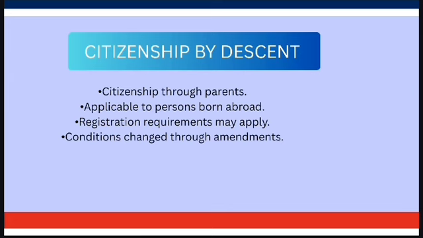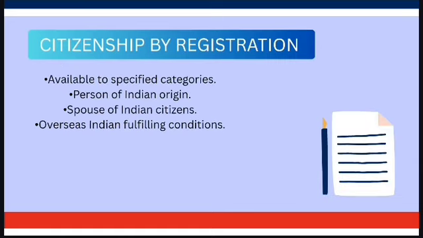This provision allows children of Indian citizens abroad to retain connections with India. Citizenship by registration. Certain categories of people can obtain citizenship through registration. These include persons of Indian origin residing in India, persons married to Indian citizens, and certain overseas Indians. Applicants must satisfy conditions prescribed by law. Registration is a simpler process than naturalization.